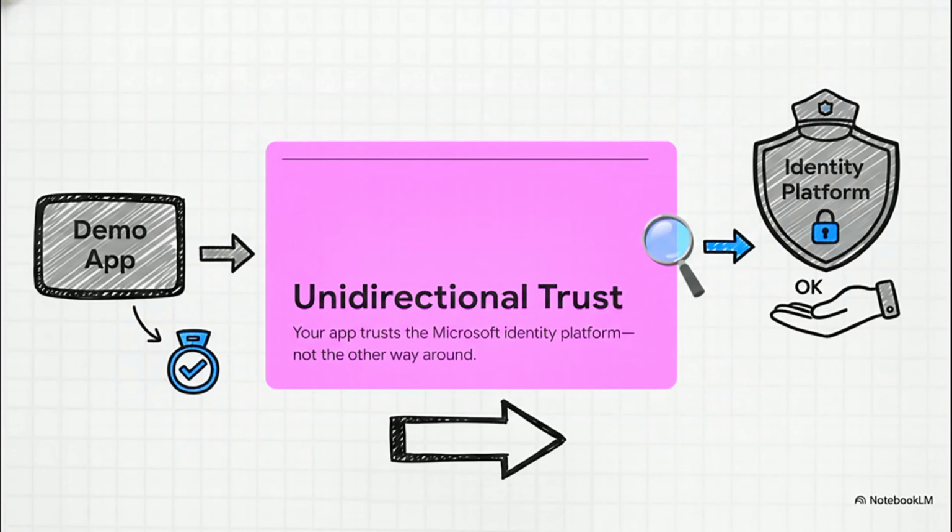Now, this is super important to understand. We're talking about trust here, but it is completely a one-way street. Our demo app has to put all of its trust in the identity platform to handle the security, to verify users, all of it. But the platform doesn't automatically trust the app back. Not at all. The platform is the source of truth. It's the security guard at the front desk. Our app is just the employee that has to show its badge every single time.